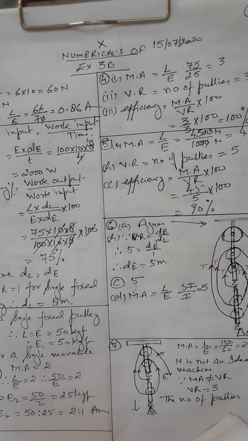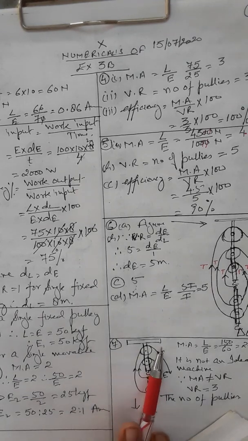Question number 7. A pulley system has a velocity ratio 3. Draw a diagram. In this we have to draw a diagram. 3 pulley system: the upper block will have 2 pulleys, and the lower block will have 1 pulley only. Show the direction of load, effort and tension. It lifts a load of 150 Newton by an effort of 60 Newton. Calculate the mechanical advantage. Is the pulley system ideal? Give reason.